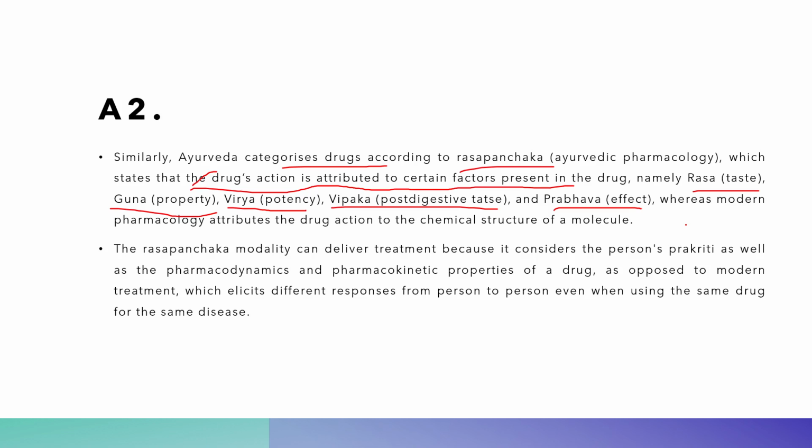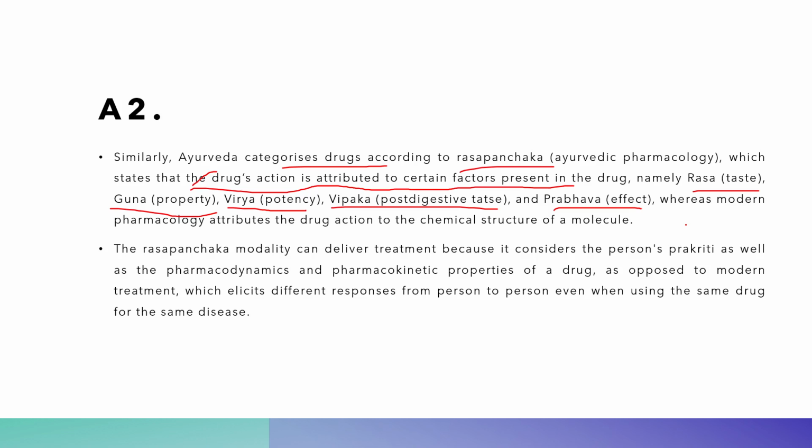Vipaka, post digestive taste. Post digestive taste means after digestion, how is it going to act in your body. And prabhava means effect, how it will affect the individual, whether it has any side effects, or it will act normally without any side effect. So these are the five things Ayurveda considers for a drug to be classified as good. Whereas modern pharmacology characterizes a molecule based on its chemical structure, which ring it has, which benzene ring or phenol ring, how it is going to act and what types of chemical reactions are going to happen.